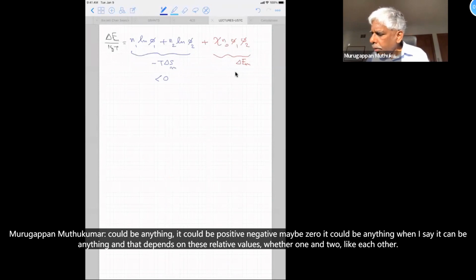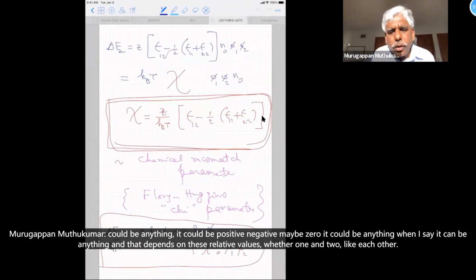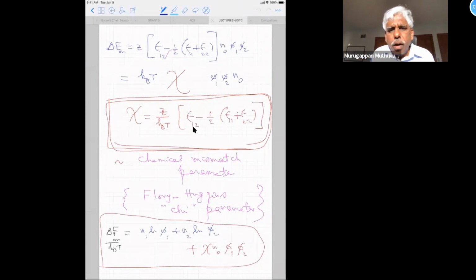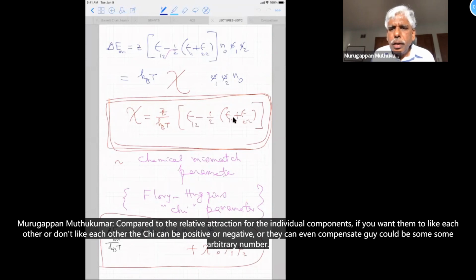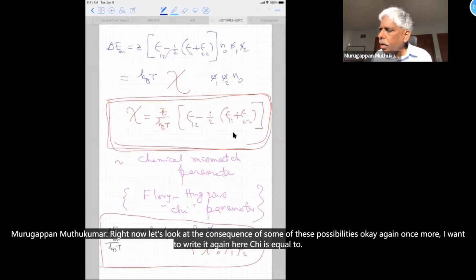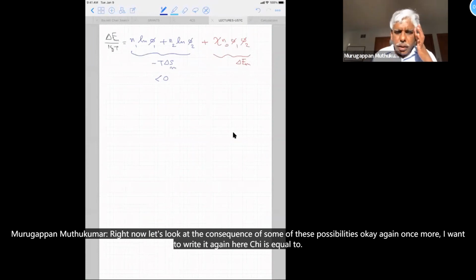When I say it can be anything, that depends on these relative values: whether 1 and 2 like each other or hate each other, in comparison with 1 and 1 liking between themselves and 2 and 2 liking between themselves. Compared to the relative attractions of the individual components, if 1 and 2 like each other or don't like each other, chi can be positive or negative, or they can even compensate. Chi could be some arbitrary number. Now let's look at the consequence of some of these possibilities.